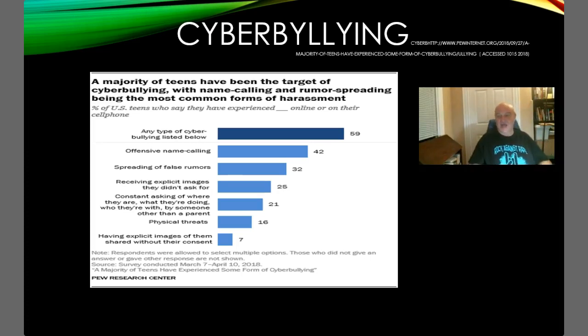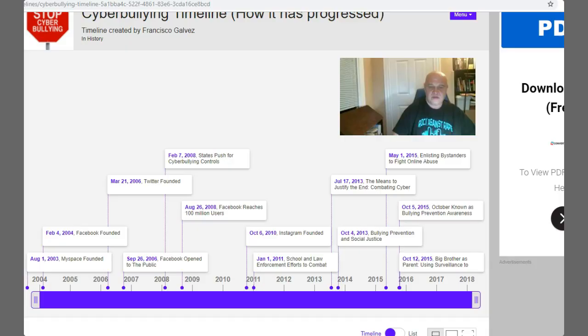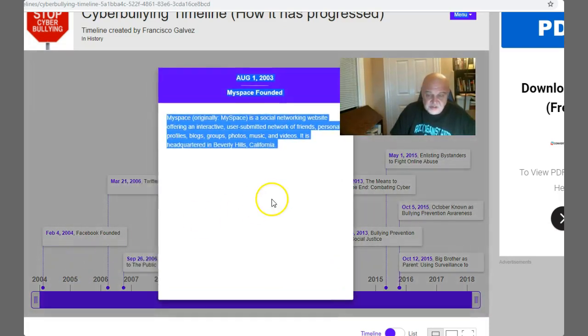To get a sense of what cyberbullying means in historical context, we have to be able to look at a timeline of this information. Let's look at a timeline of cyberbullying for a moment. This is from an excellent website I found called Time Toast, and this was authored by a person named Francisco Galvez. So, he looked at the history of cyberbullying and how it has progressed, and it's fascinating. Each of these are clickable things.